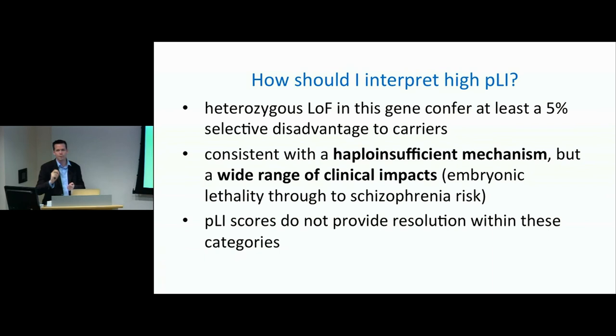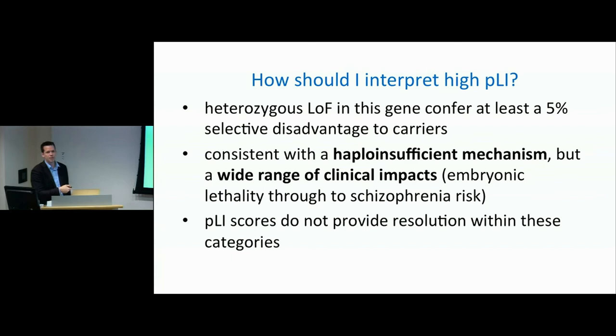And in fact, we know that high pLI probably means that heterozygous loss of function in that gene confers at least a 5% selective disadvantage. But basically, any variant that confers somewhere between a 5% and 100% selective disadvantage will be sufficient to push a gene into that high pLI category. So that means that it's very likely that this gene has some kind of haploinsufficient mechanism, but the clinical impact of loss-of-function variants in that gene could be very broad.